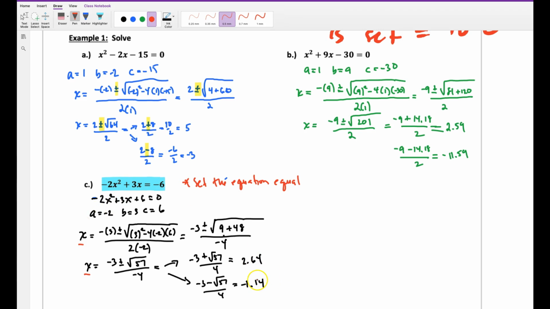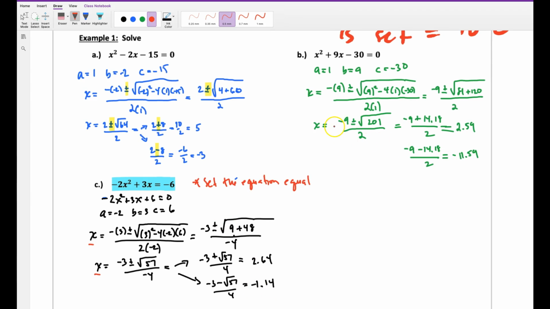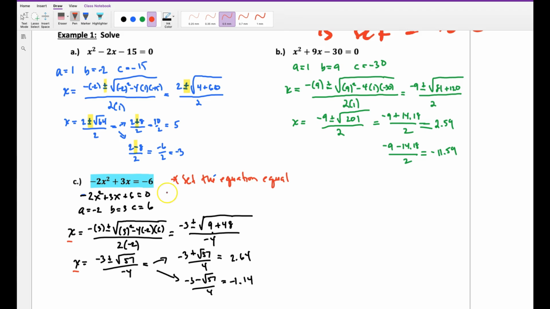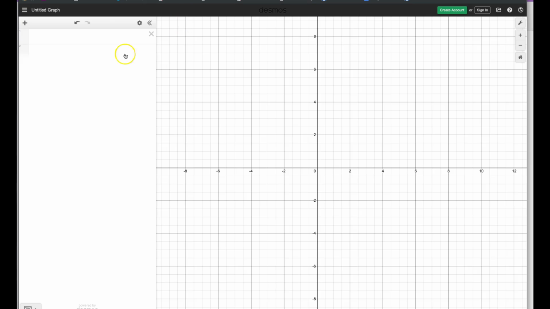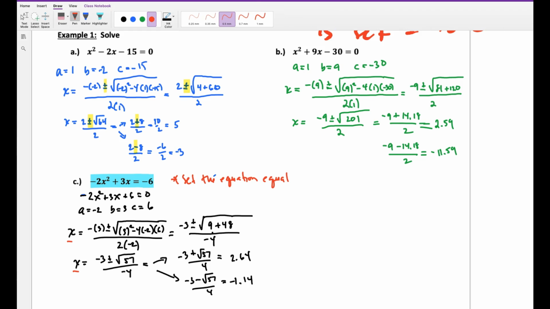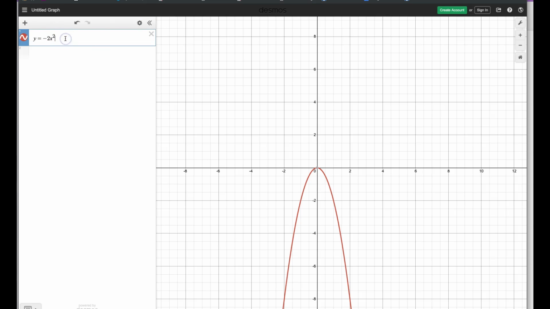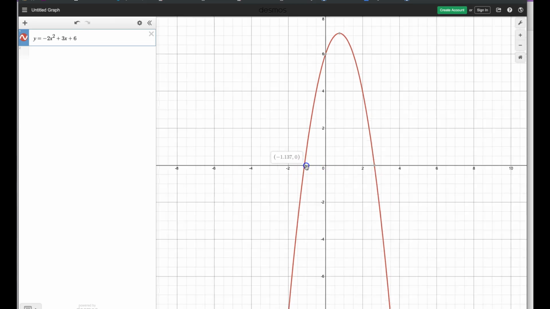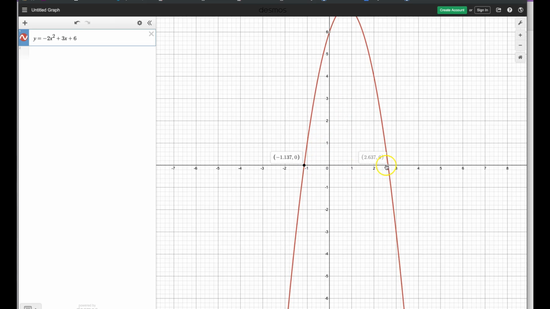Now notice again you get these decimal values. I want to show you that you can use Desmos to check your work. So let's take this one for example, negative 2x squared. I'm going to put it into the equation: y equals negative 2x squared plus 3x plus 6. And then notice the graph comes in, and you can check the answers that we get there.